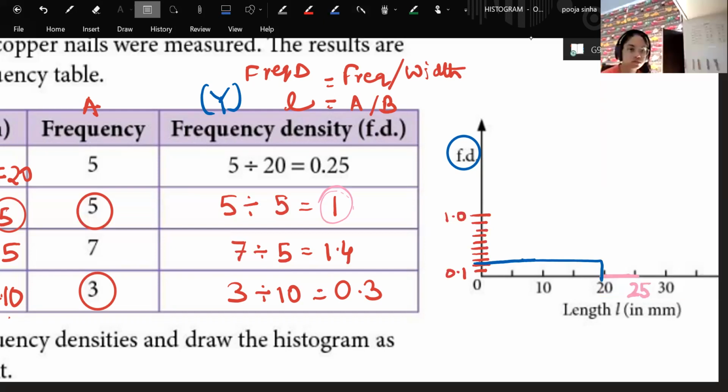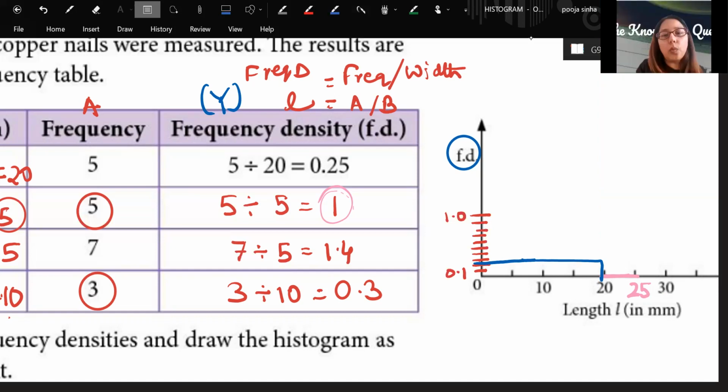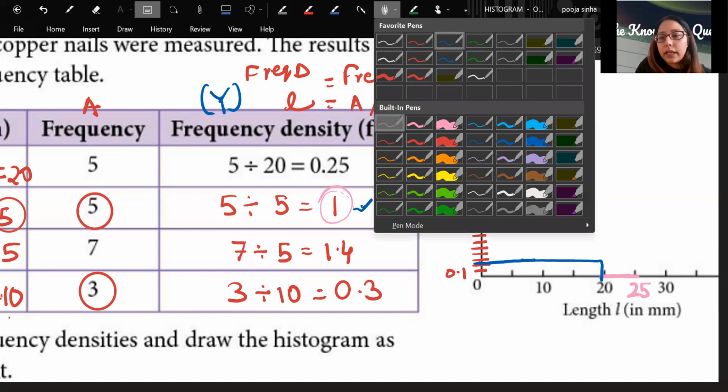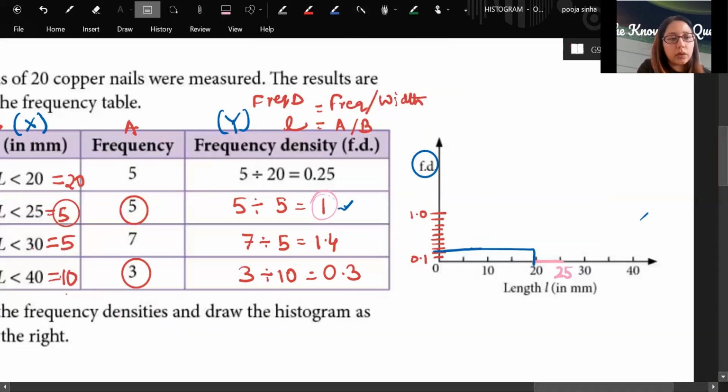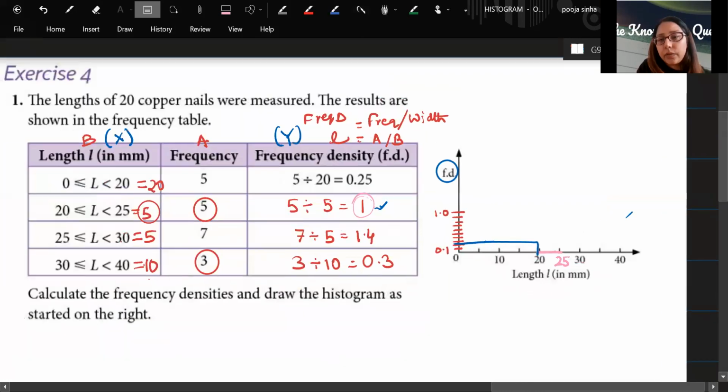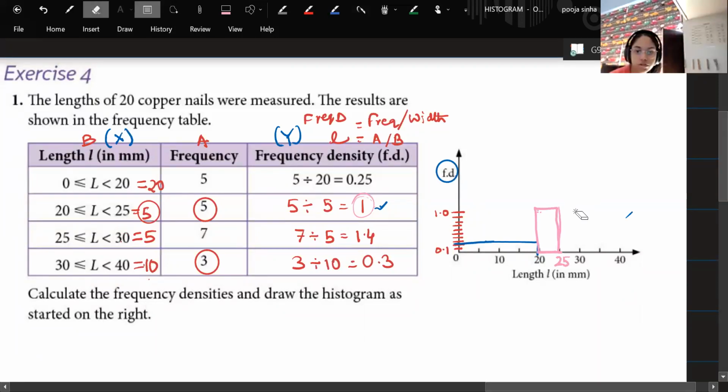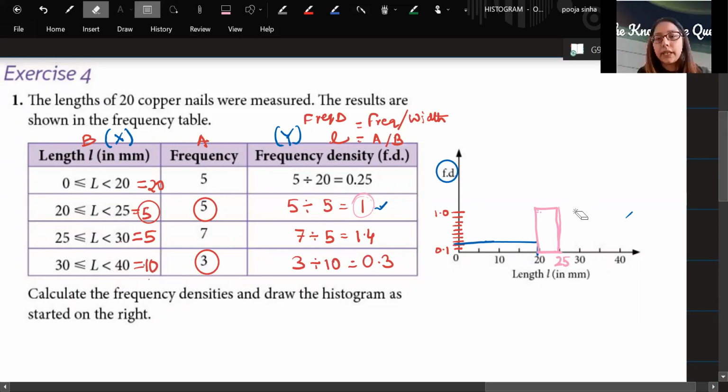Then next, I have to go up till 1. So I'll go from 20 to 25, and the height has to be 1. So I am going to go up till like this. That's the second one. Is it clear? So the first one is low like that, right? The first one has frequency density 0.25 and the width is 0 to 20. So I went all the way up till 20.